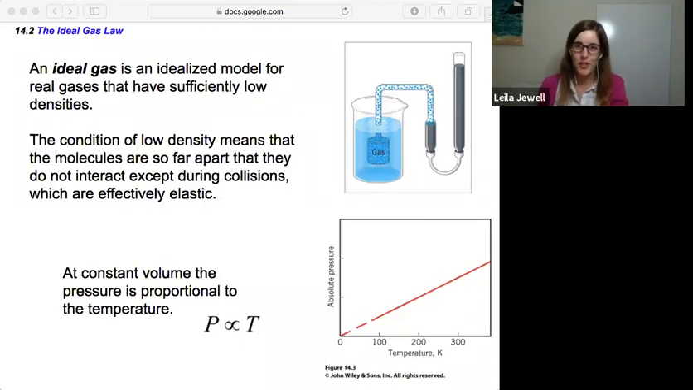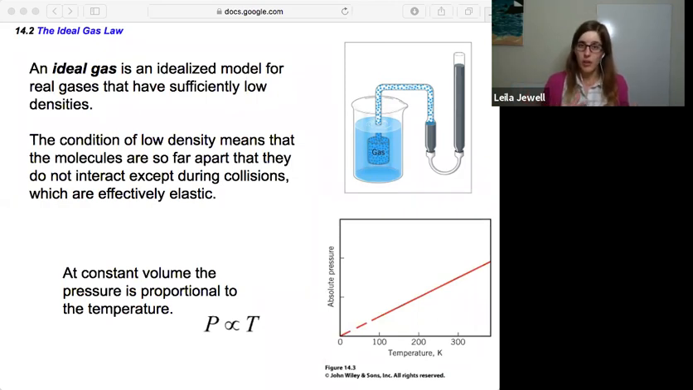Section 14.2, the ideal gas law. First off, what does it mean for something to be an ideal gas? Well, this is an idealized model that works if you have a real gas with a sufficiently low density. So we will assume basically all of our gases are ideal gases, but it does actually work in real life if you have the right conditions.